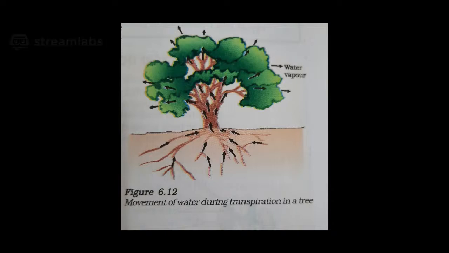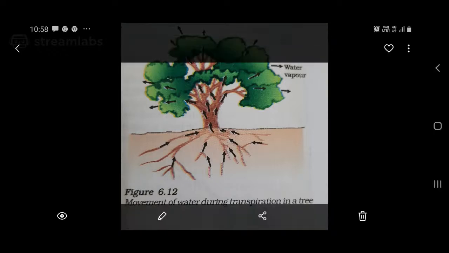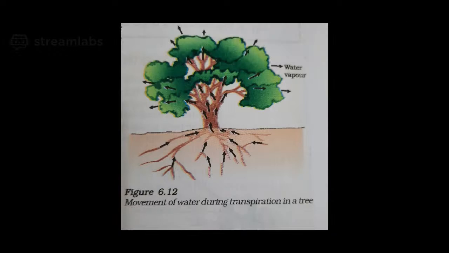Okay, transpiration pull creates a pressure, and the water will be supplied. And how is the food from the phloem supplied to other parts of the plant? Yes, by translocation of food. What is translocation of food?